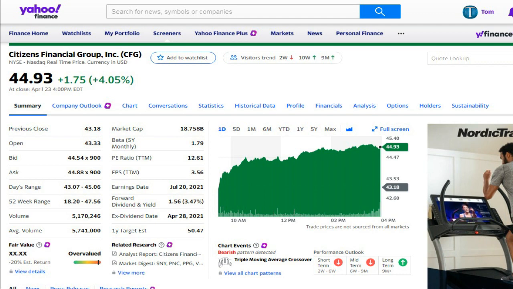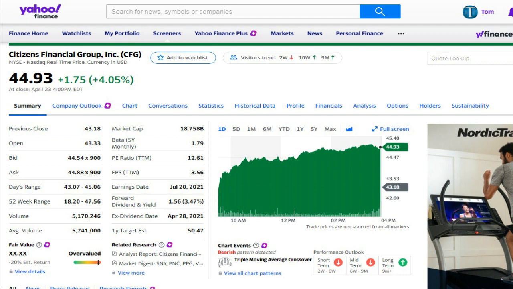And the forward dividend and yield 3.47% is what it's yielding at today's price. Now look at that amount, $1.56. Forward dividend and yield is $1.56 is what the shareholder will get for each share every year. And at $1.56, that's more than covered with the earnings per share of $3.56.